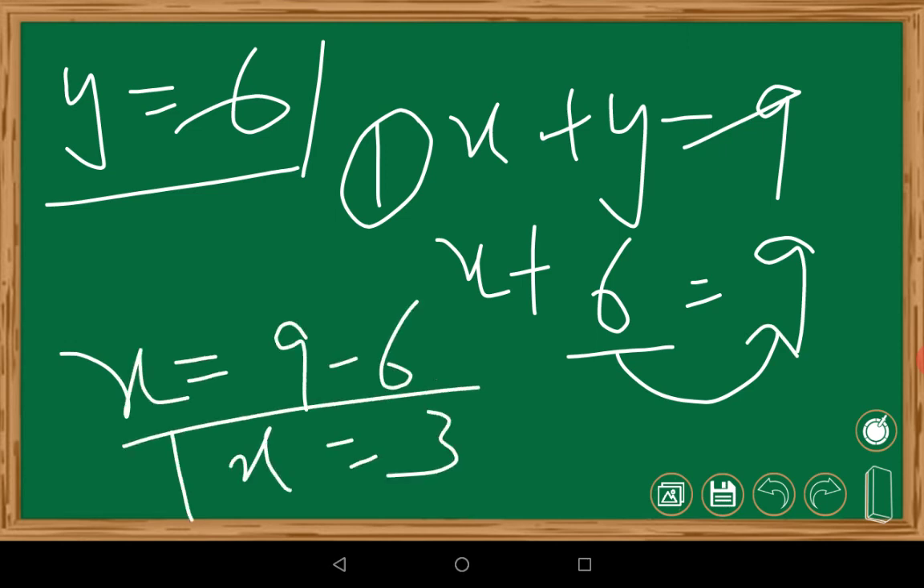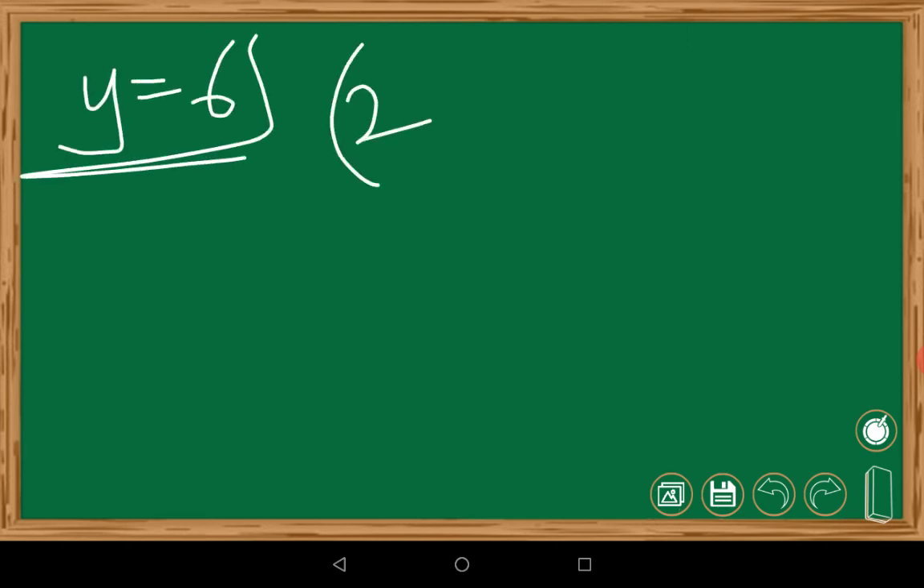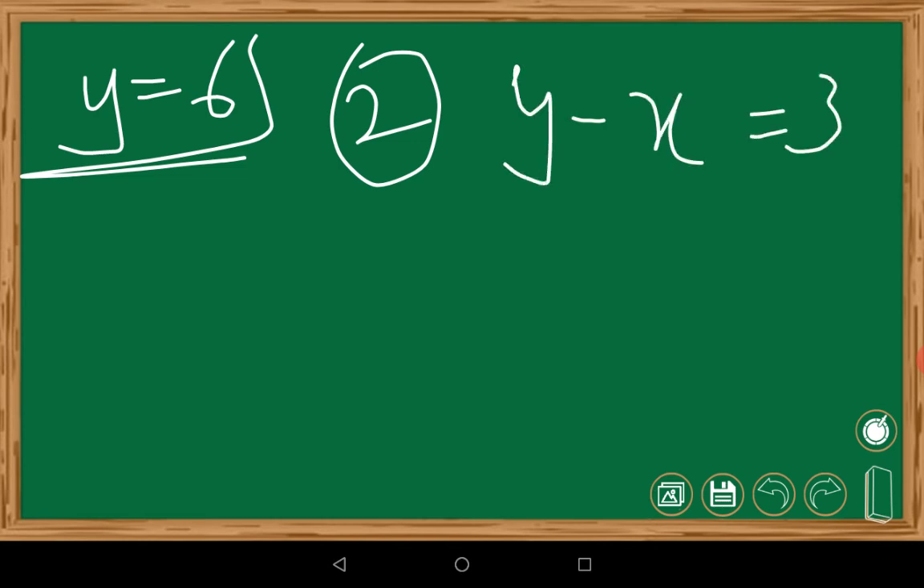Same answer you will be getting in both of the equations. Clear? So x is 3 and y is 6. So in the second equation, if you have any doubts, I can explain it in the second equation also. The second equation is y minus x is equal to 3, y is 6, x is equal to 3. So what will happen? Minus x is equal to 3.